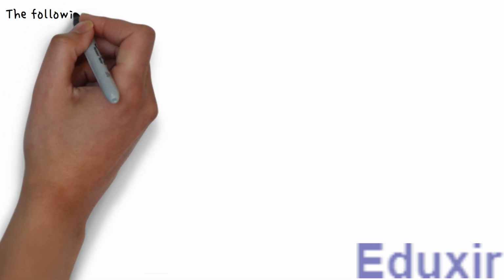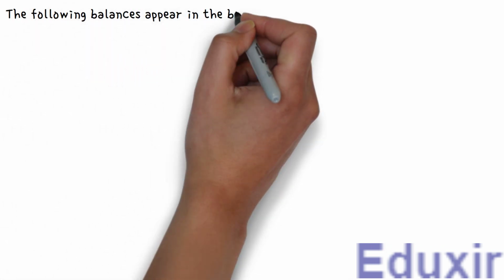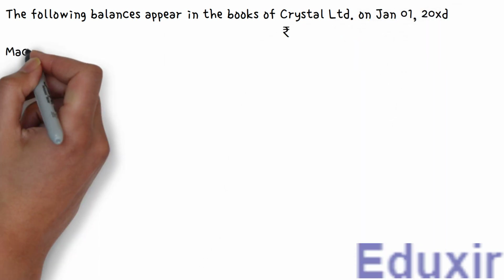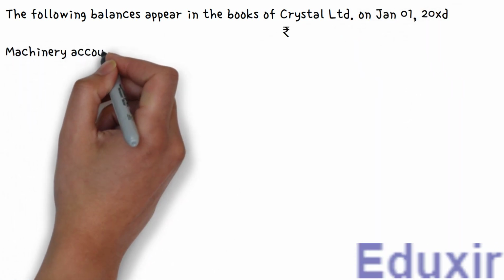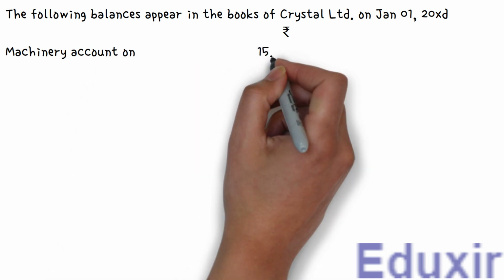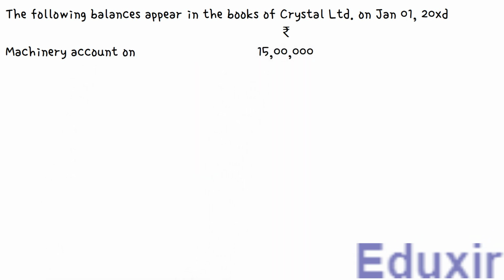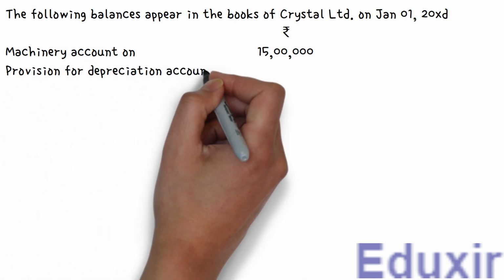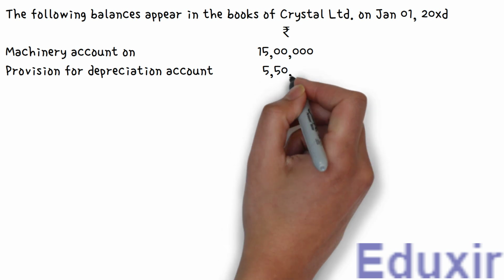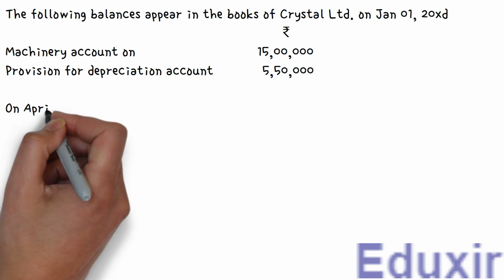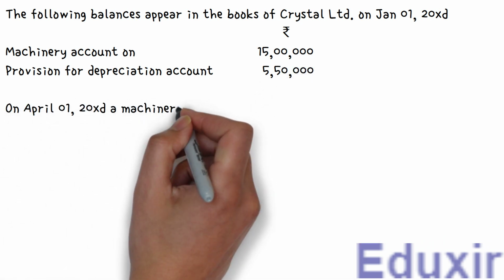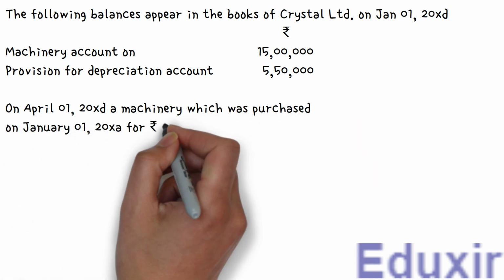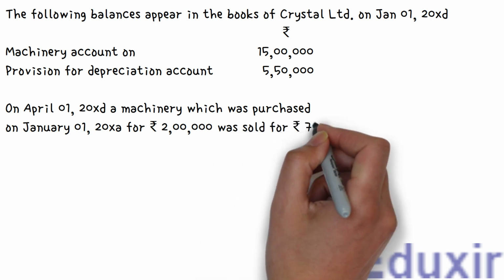The following balances appear in the books of Crystal Ltd on January 1st, 2000 XD. Machinery account, 15 lakh rupees. Provision for depreciation account, 5,50,000 rupees. On April 1st, 2000 XD, a machinery which was purchased on January 1st, 2000 XA for 2 lakh rupees was sold for 75,000 rupees.